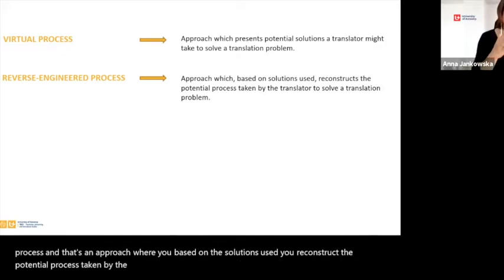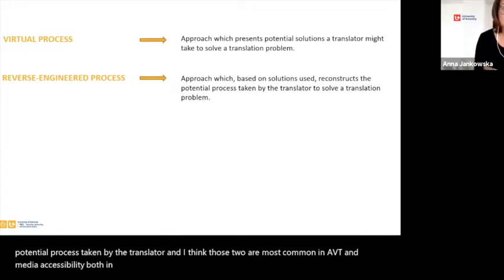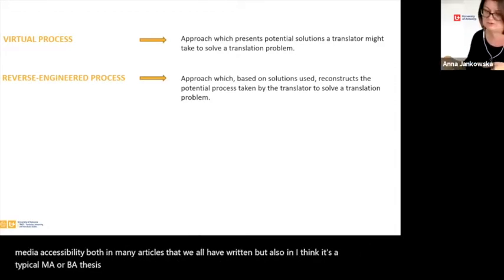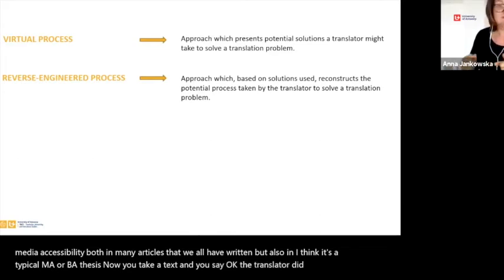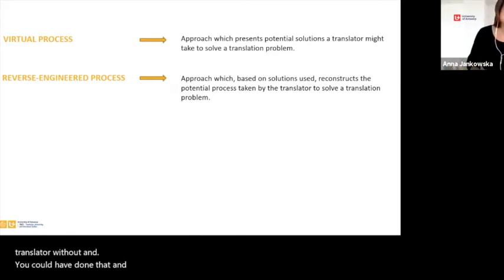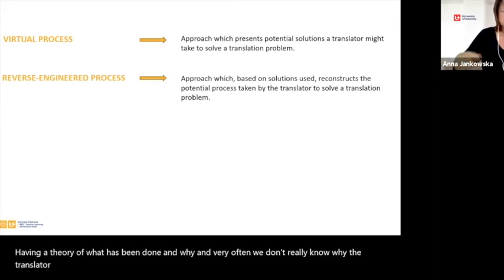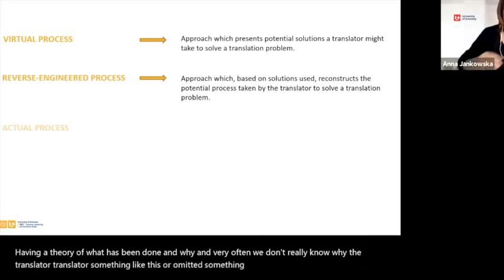And I think those two are most common in AVT and media accessibility, both in many articles that we all have written, but also in what I think is a typical MA or BA thesis. You take a text and you say, okay, the translator did that, the translator did that, and he could have done that and that. But this isn't the actual process research. It's us having a theory of what has been done and why, and very often, we don't really know why the translator translated something like this or omitted something, and so on.